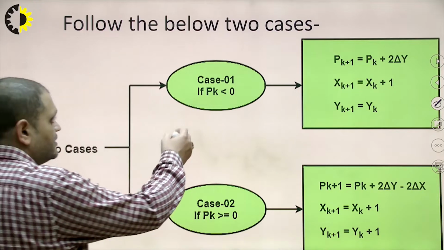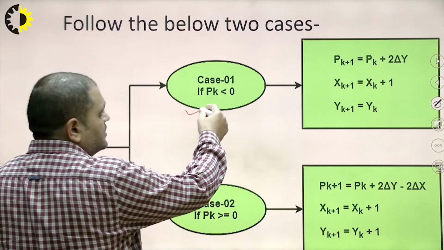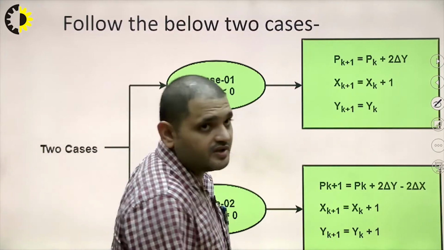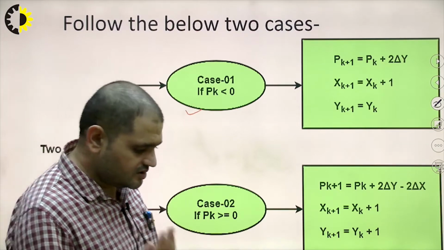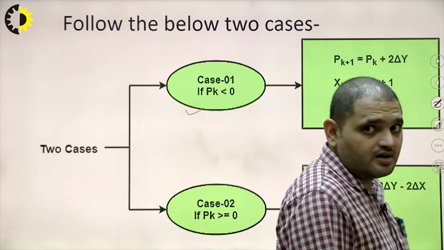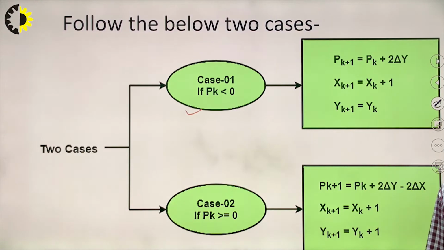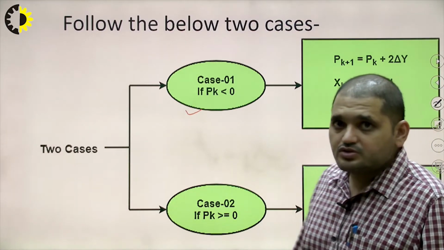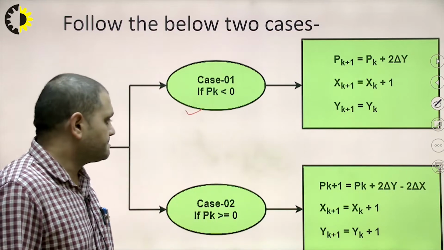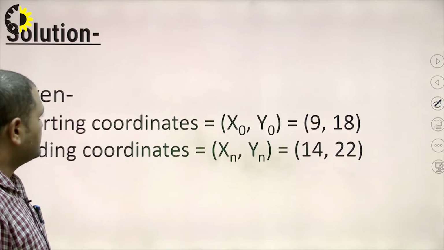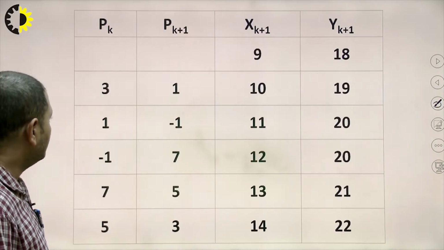If the decision parameter is less than 0, then pk plus 1 equals pk plus 2 del y, and x will be incremented by 1 and y will remain the same. And if pk is greater than or equal to 0, then pk plus 1 will be equal to pk plus 2 del y minus 2 del x. Okay, so going on to the problem that we have been given.